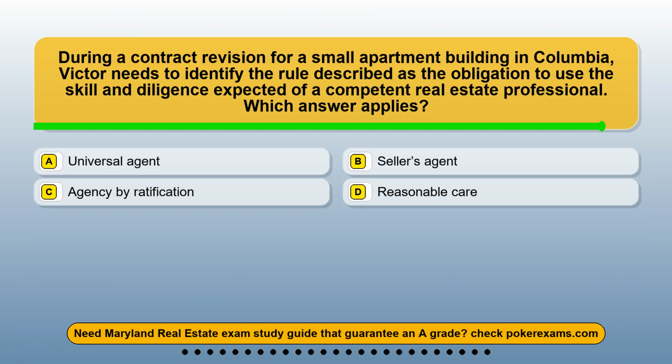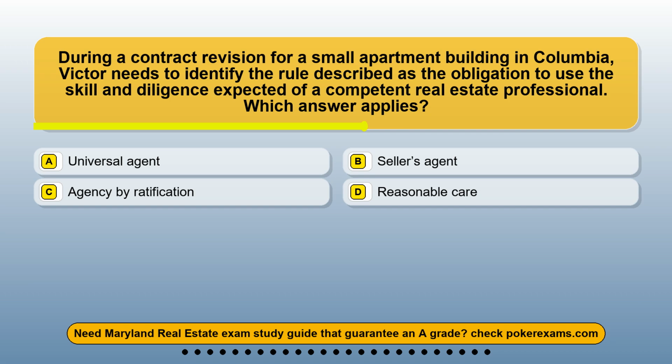Question 18. During a contract revision for a small apartment building in Colombia, Victor needs to identify the rule described as the obligation to use the skill and diligence expected of a competent real estate professional. Which answer applies? Option A, universal agent. Option B, seller's agent. Option C, agency by ratification. Option D, reasonable care.